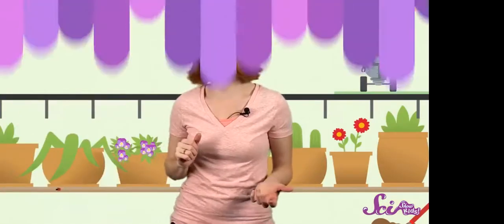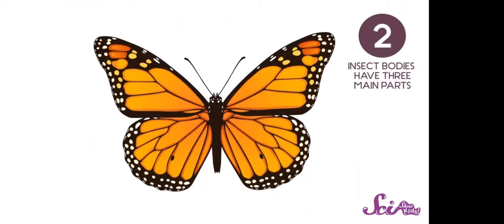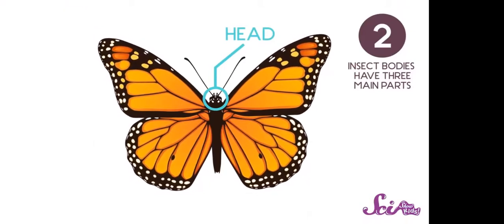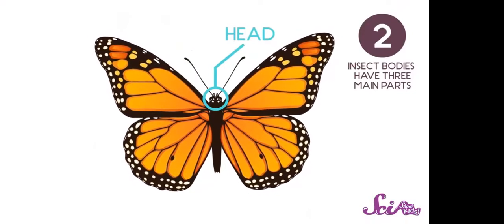Another thing insects have in common is that their bodies all have three main parts. Up in front, there's the head. It's where the eyes and the mouth are, and usually there's a pair of long, spindly feelers on top of it that the insect uses to sense its surroundings. These are called antennae.